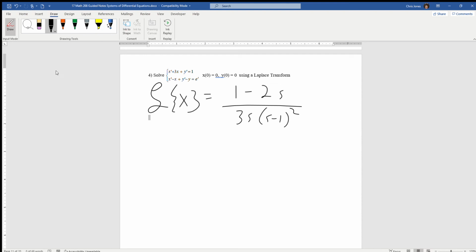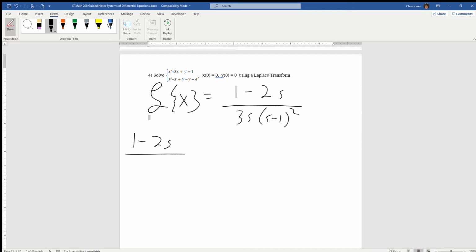We were working on this problem, the system of differential equations, and we got to the point where we were able to use the Laplace transform and solve for one of the variables after using some algebra. And now what we're going to do is go ahead and decompose this, take the inverse Laplace, and then perhaps solve for y.